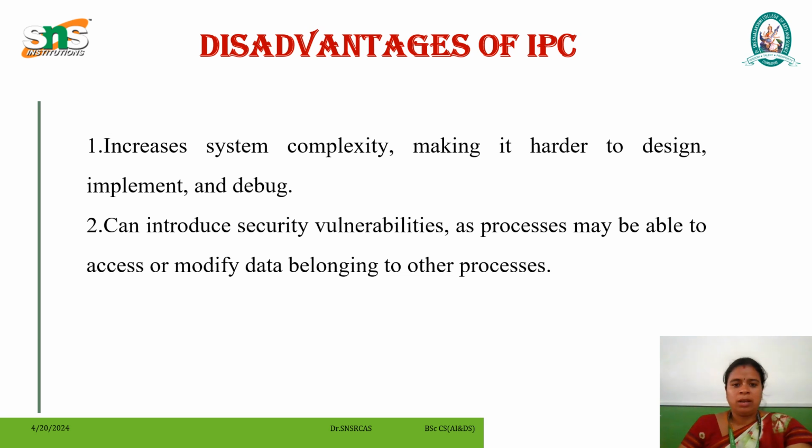Next one, disadvantages of inter-process communication. It increases system complexity, making it harder to design, implement, and debug. It can introduce security vulnerabilities, as a process may be able to access or modify data belonging to other processes. It requires careful management of system resources such as memory and CPU time to ensure that inter-process communication operations do not degrade overall system performance. It can lead to data inconsistency if multiple processes try to access or modify the same data at the same time.